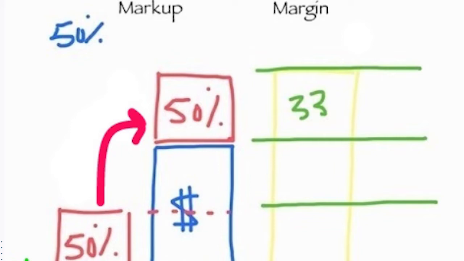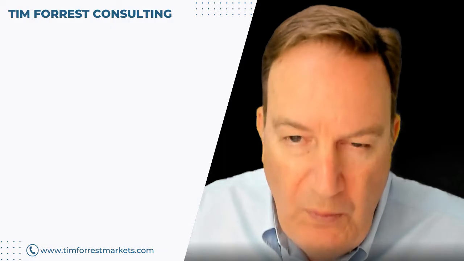Margin is used to figure profits after a product is sold. So margin or profit is defined as sales minus cost of goods. If a retailer sells a product for $1.50, which has a cost of $1, the gross profit or gross margin is 50 cents. The gross profit ratio or gross margin ratio expresses the gross profit or gross margin as a percentage of sales.